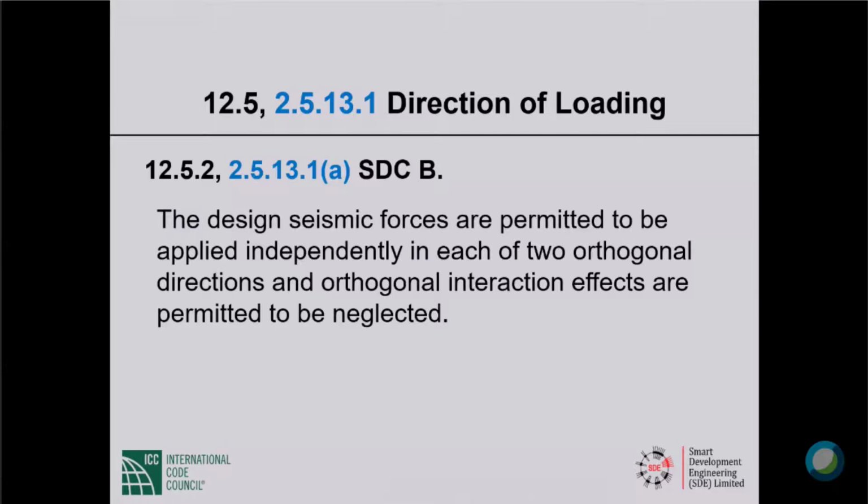Okay? So if your design category is B, the design seismic forces are permitted to be applied independently in each of two orthogonal directions, and orthogonal interaction effects are permitted to be neglected. ASCE 7 says that, BNBC also says that. So if your design category is B, you are home free. You do not have to consider orthogonal effects.